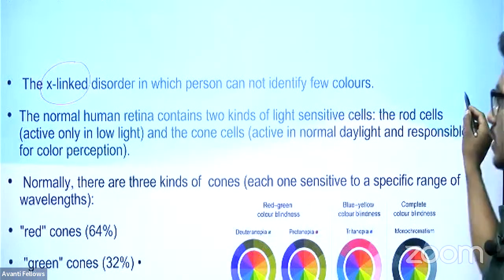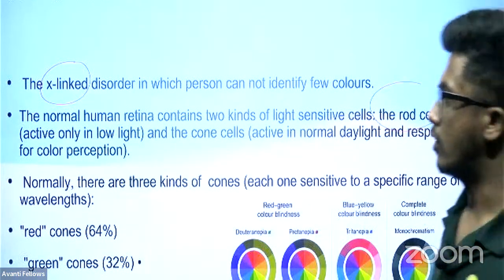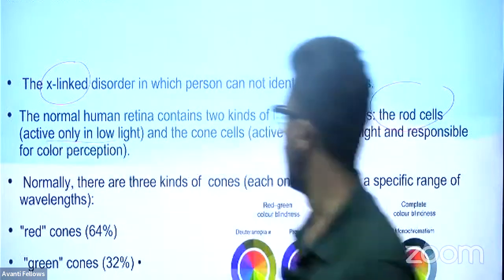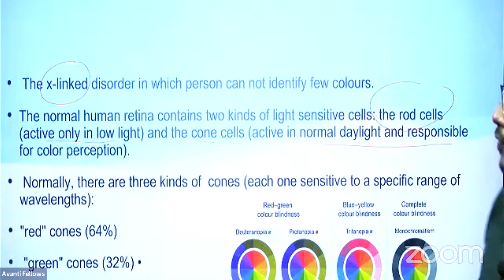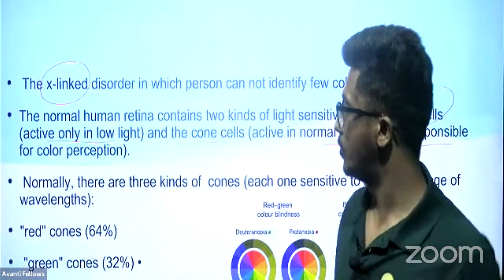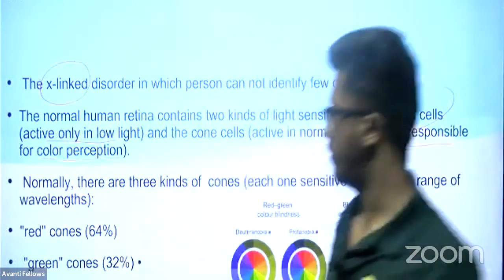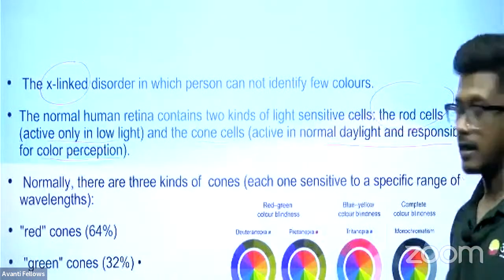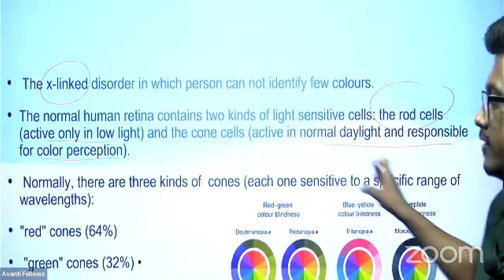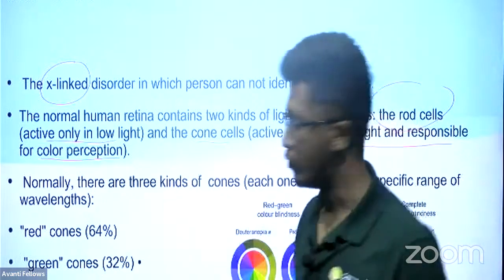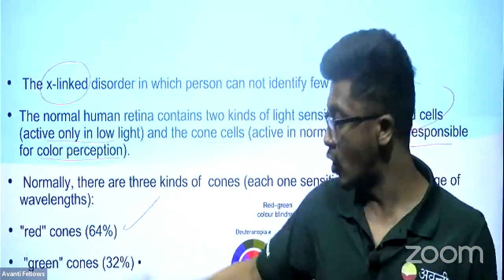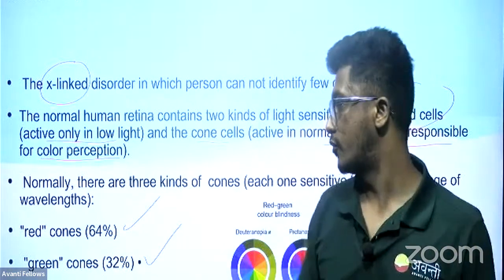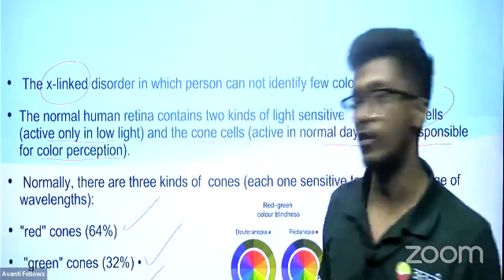We have rod cells, which are active in low light, and then we have cone cells, which are usually responsive in bright light. So they are responsible for color perception. There are three kinds of cones, and each is sensitive to specific wavelengths. In our eye, we have 64% red cones, 32% green cones, and 2% blue cones.